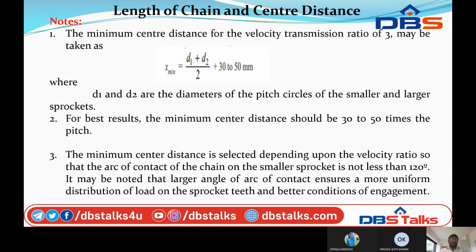It may be noted that a large angle of arc of contact ensures a more uniform distribution of load on the sprocket teeth and better conditions of engagement.